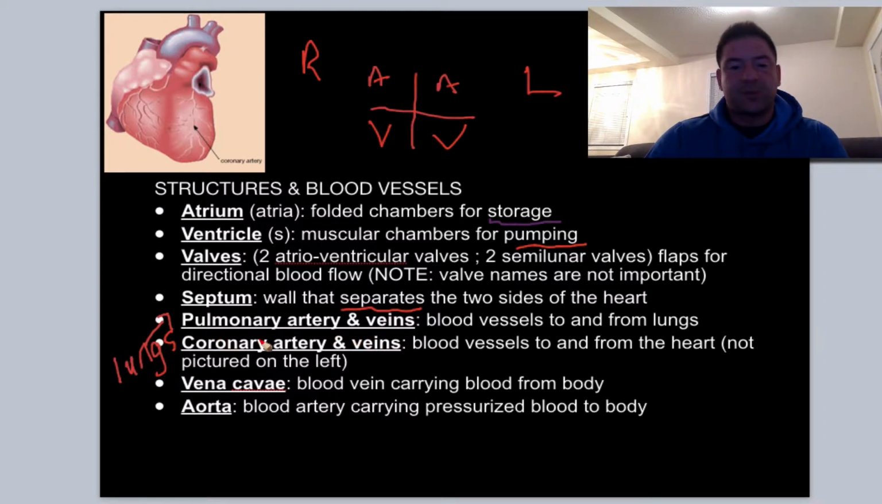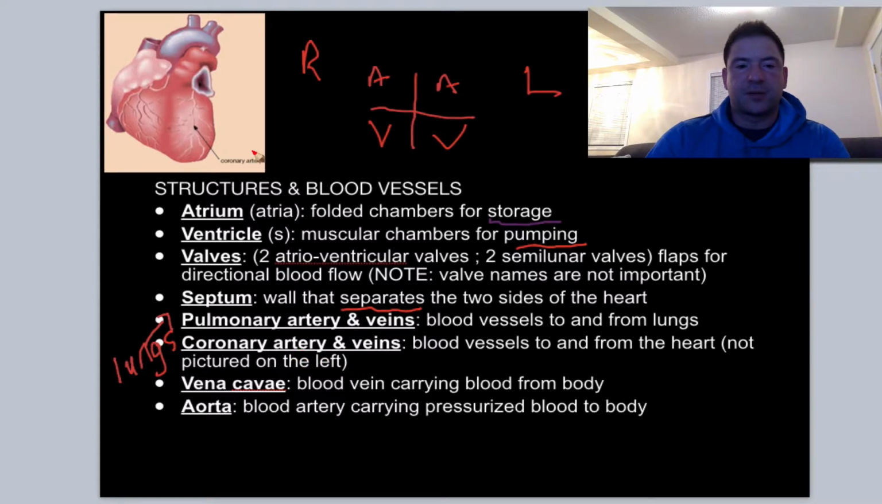But in the case of the pulmonary artery and veins, the pulmonary artery is actually going to transport deoxygenated blood up to the lungs, and then from there the pulmonary vein is going to transport oxygenated blood back to the heart. So this is the one case in the body where the oxygenated, deoxygenated distinction versus arteries and veins works differently.